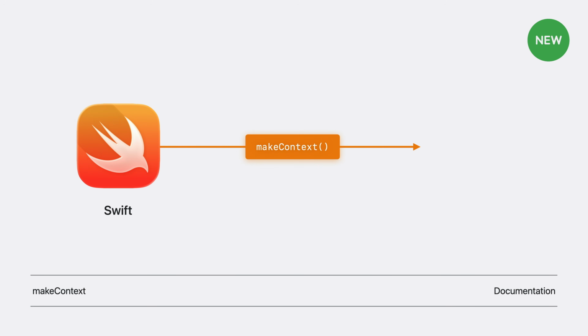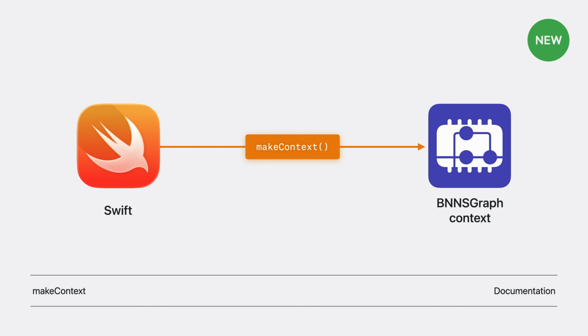This year, we've added a new type method to the BNNSGraph object, named makeContext. It is this new method that converts your Swift code to a reusable context that you use to execute your graph. You only make the context once, typically while your app is starting up. Then, your app executes the context when required, and it benefits from the optimizations that treating the graph holistically brings.